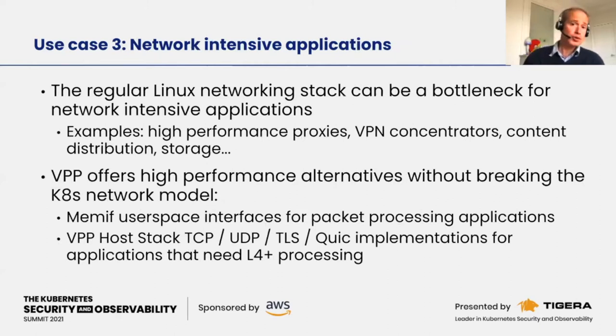The third use case is, of course, network-intensive applications, right? The regular Linux networking stack can be a bottleneck in some cases. For example, if you want to write a super high-performance proxy, maybe the TCP stack with TLS may not be that optimal. If you want to write a VPN concentrator with Kubernetes while going through the CNI, maybe the TCP stack and the way you handle packets as opposed to streams in Linux is not ideal, right? Think of it also for content distribution, storage. So you have dozens of use cases like that where you may need high performance, right?